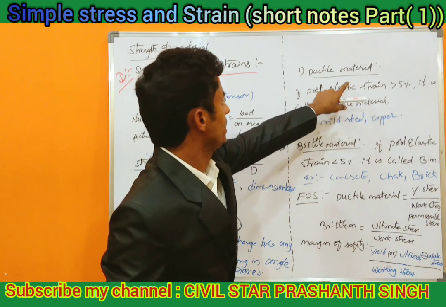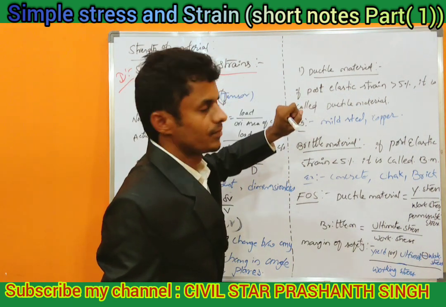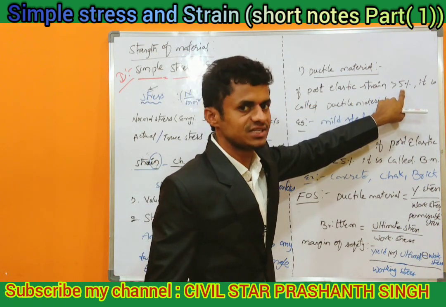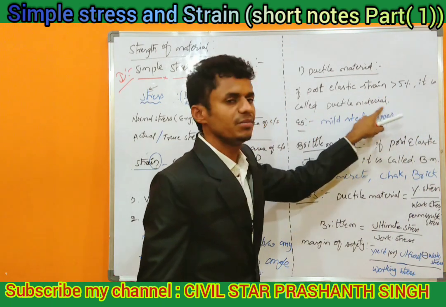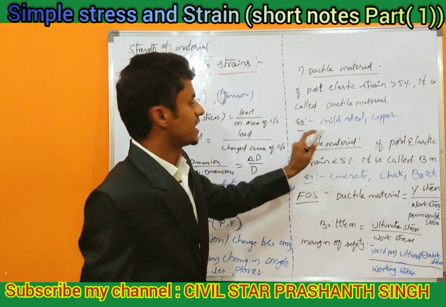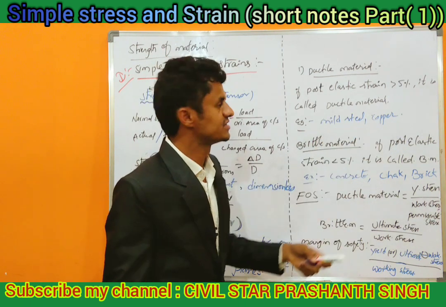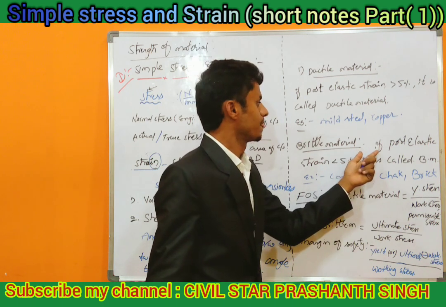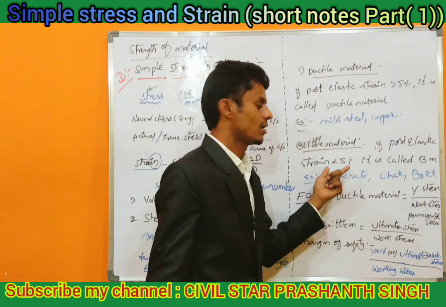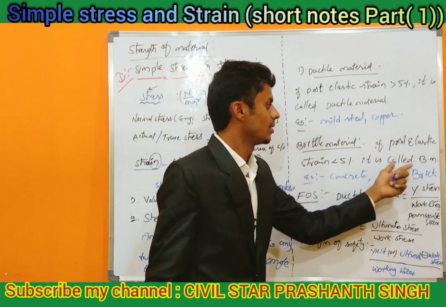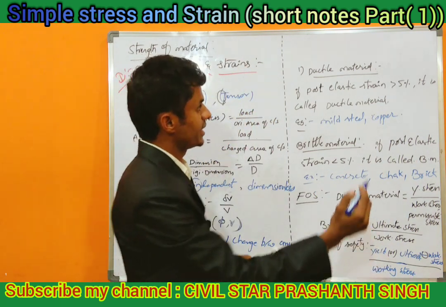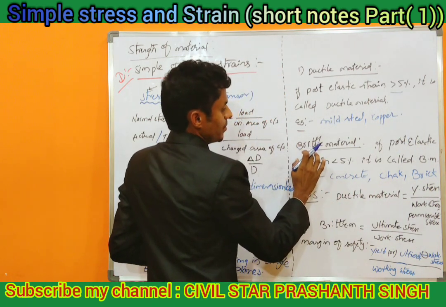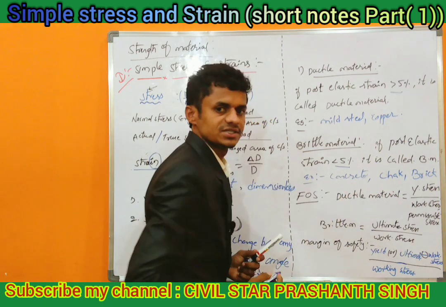Ductile material. What is ductile material? If the post elastic strain is greater than 5%, it is called ductile material. Examples of ductile material are mild steel and copper. Brittle material. What is a brittle material? If the post elastic strain is less than 5%, it is called brittle material. We have to remember here: for ductile material it is greater than 5%, for brittle material it is less than 5%.